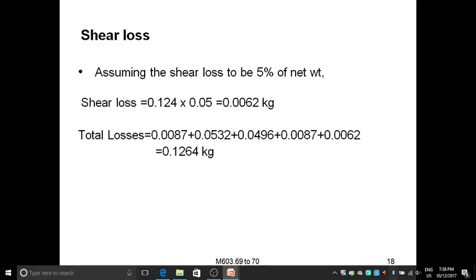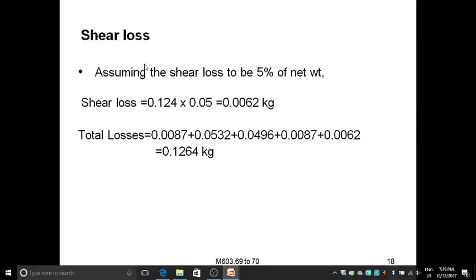So scale losses, flash losses, tongue hole losses, sprue losses and shear losses. You add all those values and you will get this value, 0.126. Now you can see the original object weight is 0.124, and the total losses are coming close to the object weight. The net weight of the object is 0.124, which we already calculated in the first step.